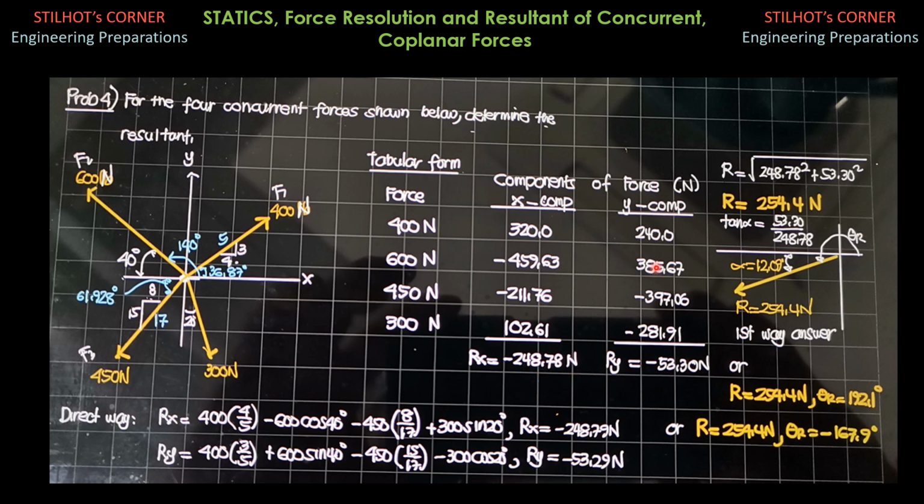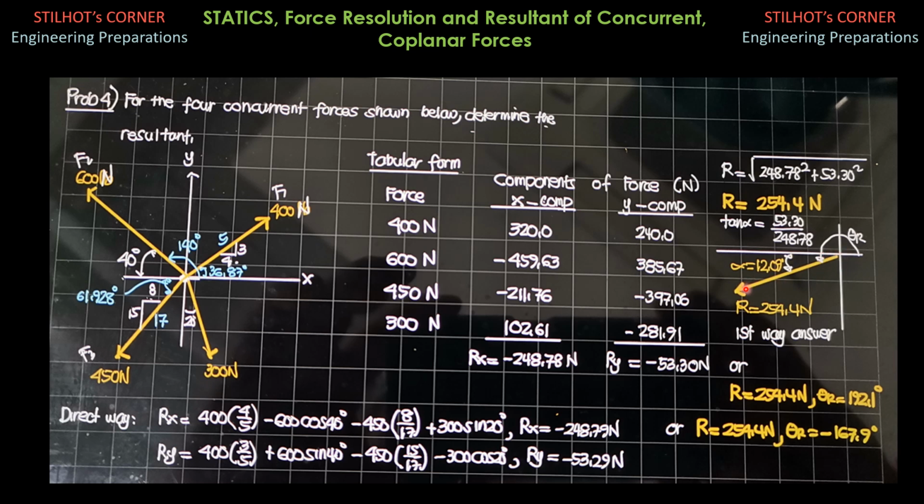Then adding these column values on the x component column, that's the x component of the resultant, negative 248.78 newtons. Then adding these values on the y component column, it is equal to Ry, negative 53.30 newtons. Therefore, the magnitude of R is square root of 248.78 squared plus 53.30 squared. So it is 254.4 newtons. Then it is in the third quadrant because the components are both negative.